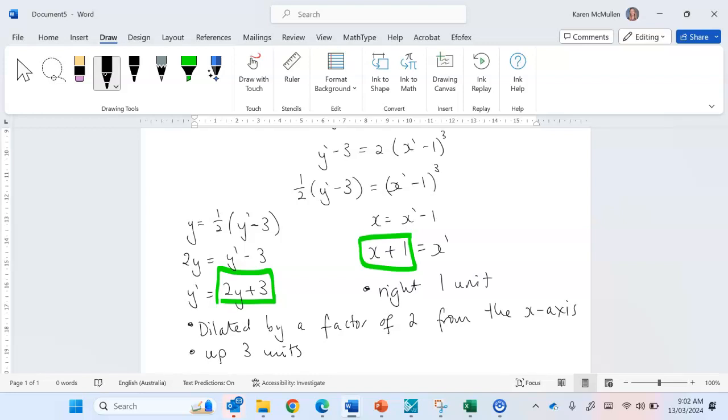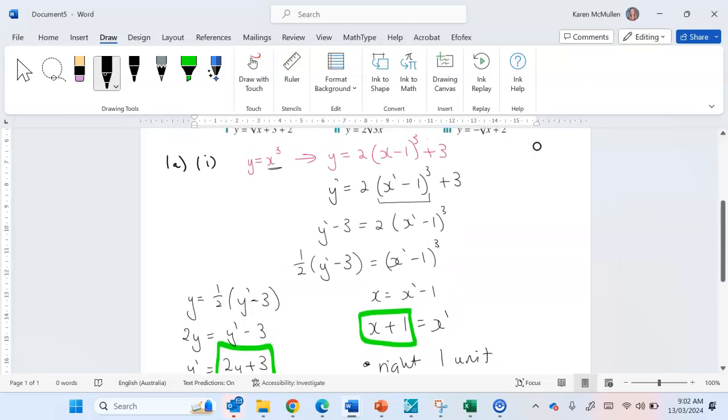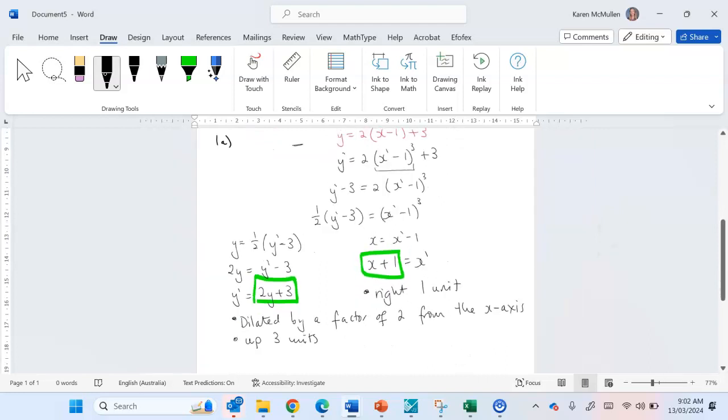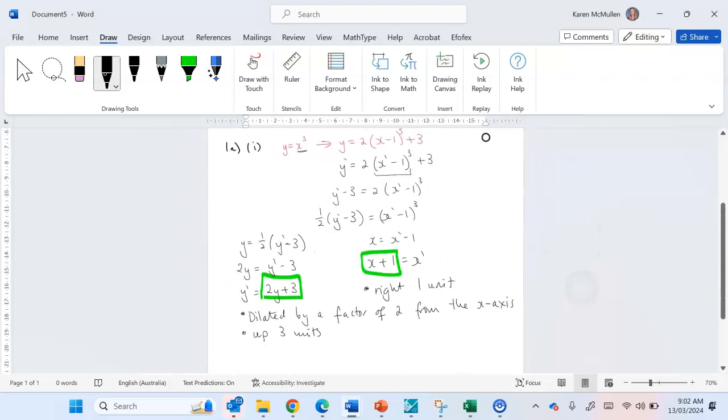Now, just remember, with transformations, there is more than one way you can get your image, okay? But doing your dilations, then your reflections, and then your translations is just going to give you a little bit of consistency. So just do DRT. All right, let's just make that a bit bigger so we can see everything.